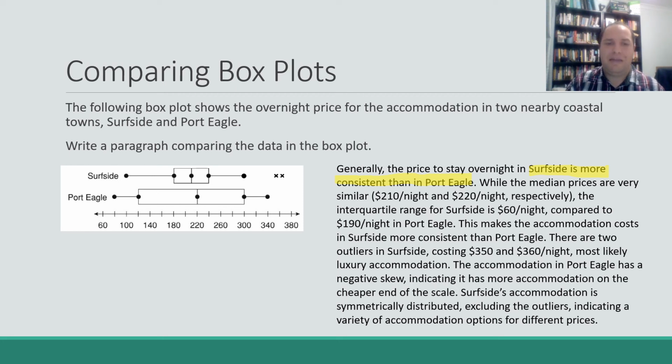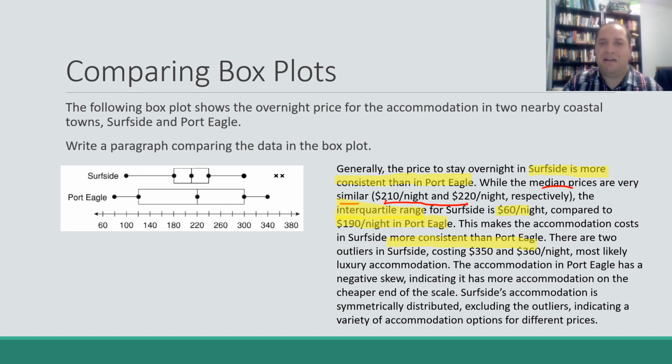Now, while the median values are very similar, so I've talked about the medians and I've provided evidence. The interquartile range, and this is where I'm getting into my point here. More of my explanation. The interquartile range is, what's that, $60 a night compared to $190 in Portugal. So using my data to back up the point. And this makes the accommodation in Surfside more consistent than Portugal.